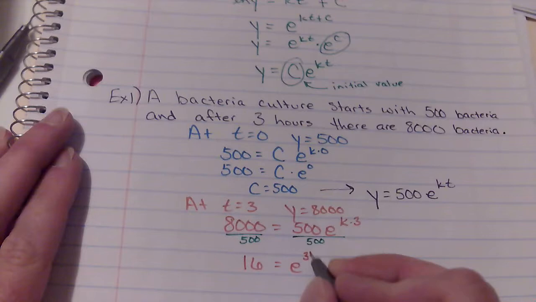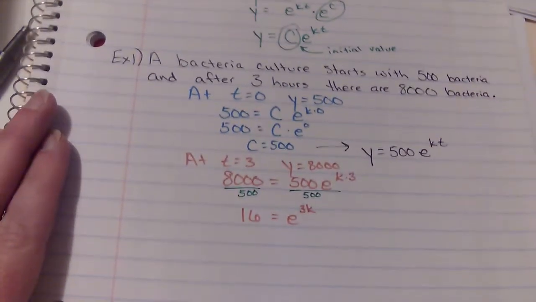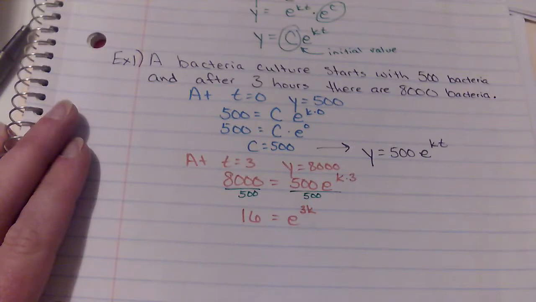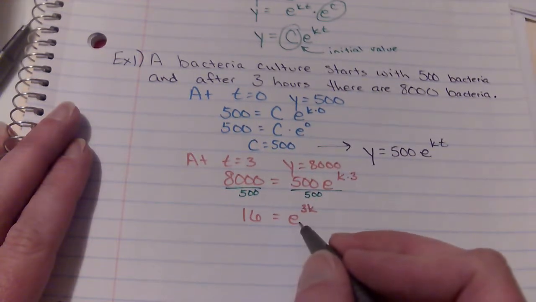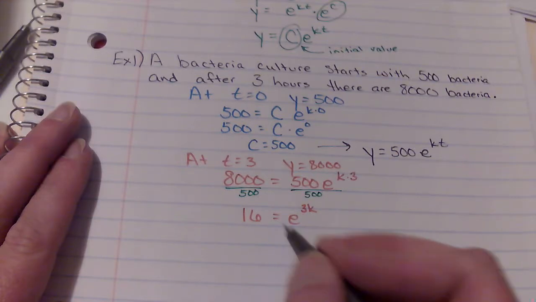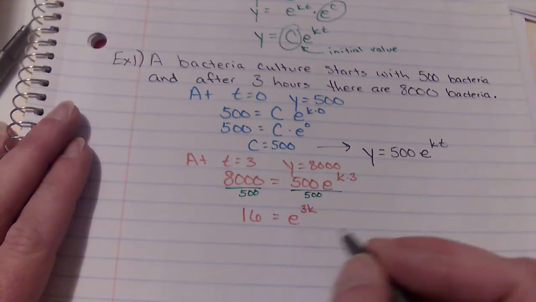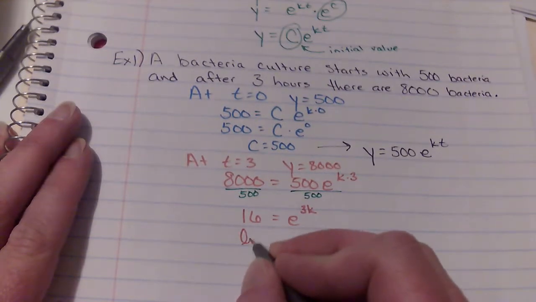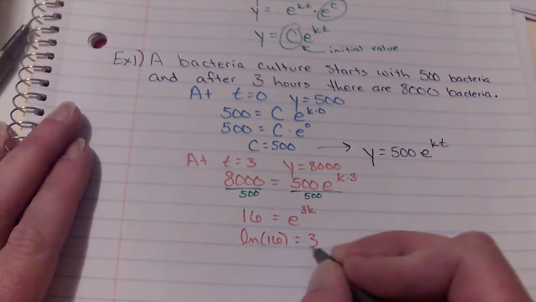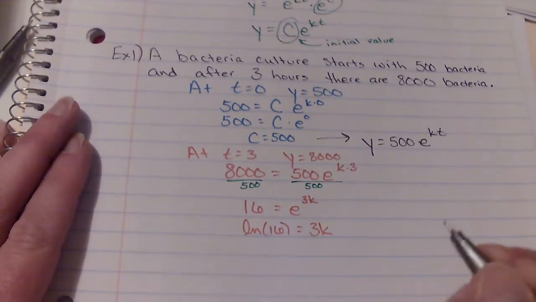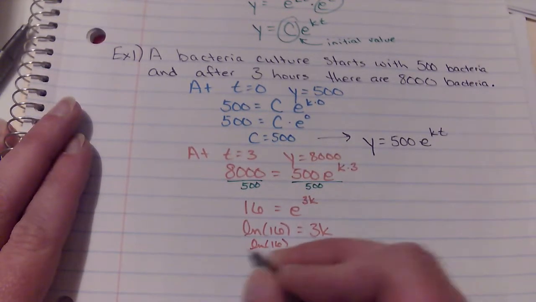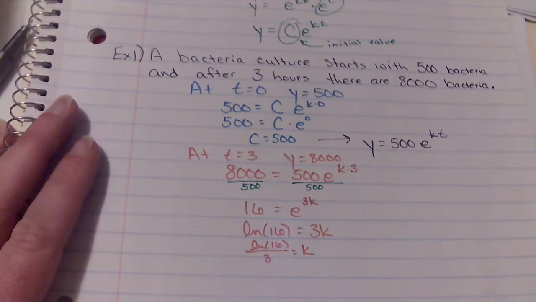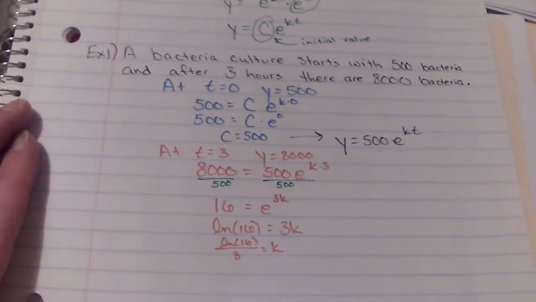e to the 3k. So in our actual formula, we'd like to know what k is. So how do we solve this? Well, if we have e to the 3k equals this, then that means that the natural log of 16 equals that exponent. That's kind of handy. So the natural log of 16 divided by 3 is my multiplier, that k value. So this will give me my full equation.